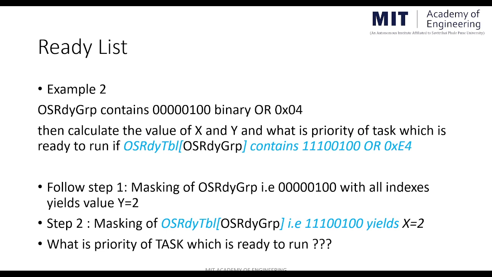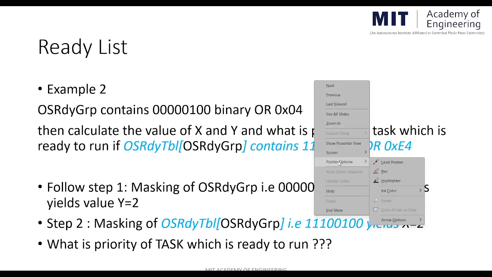The scheduler has to give the highest priority task ready to run first, and then the lower priority task ready to run. This is because this is a preemptive kernel, and also a priority based kernel. So the ready list table is a very important structure which helps the scheduler to schedule the task properly. So now we will see another example, example 2. Read the example carefully.